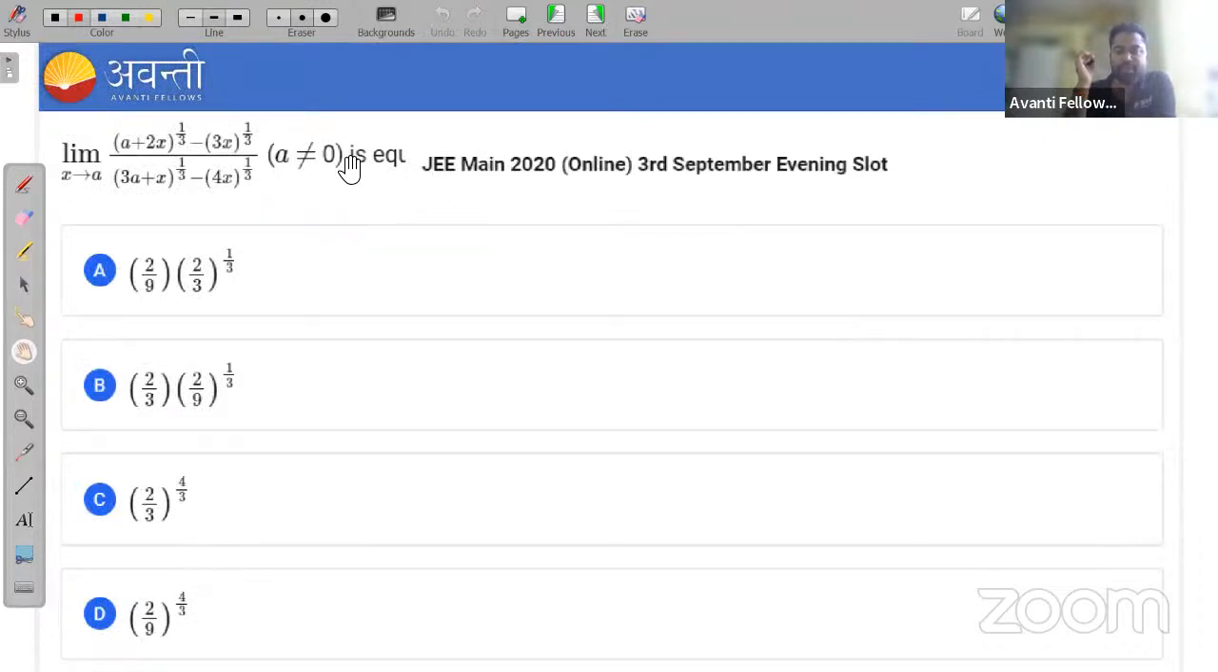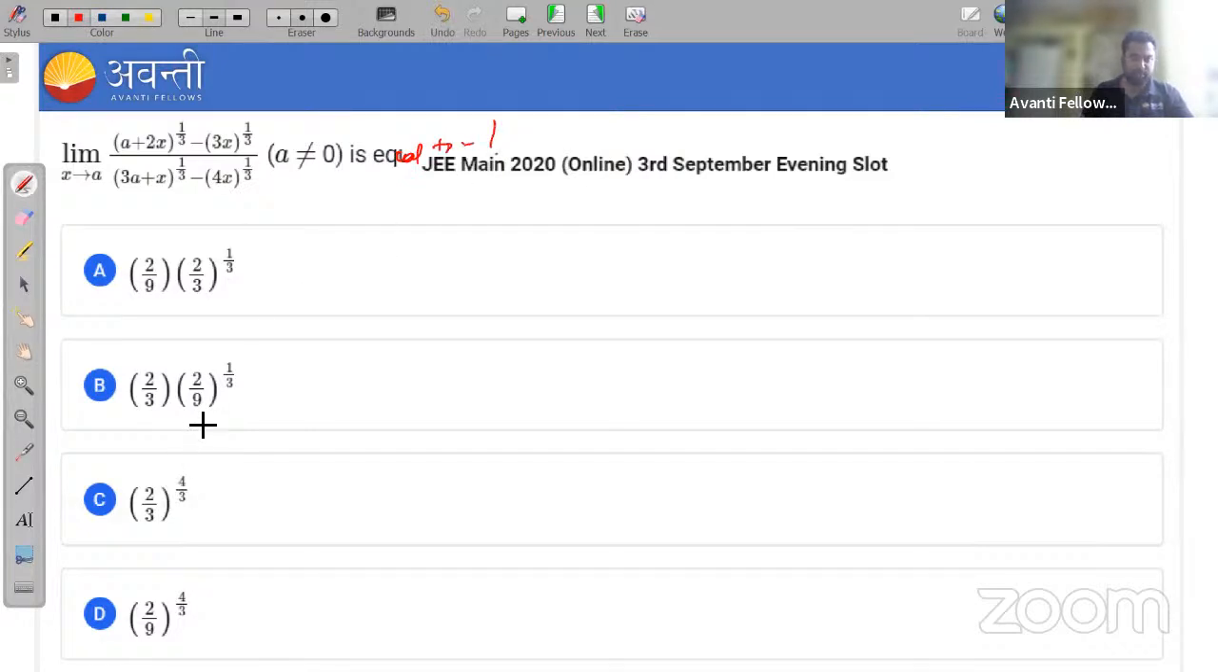You need to evaluate limit x tending to A, of A plus 2x to the power 1 by 3 minus 3x to the power 1 by 3, whole divided by 3a plus x to the power 1 by 3 minus 4x to the power 1 by 3, is equal to answer. कुछ दिया है limit इसमें. Just wait. I need to check the question again. Just wait. Oh, you need to evaluate. What is the limit?